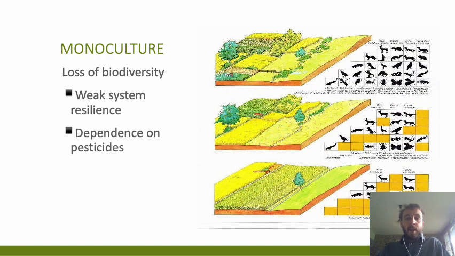Why is this a problem? First of all, this implies a weak resilience of the system. If you have only one crop and then on these huge areas, and then a new problem comes that you don't know how to deal with, it will destroy all your harvest, all your crop. And this, of course, strengthens the dependence on pesticide, because usually if you have so little resilience of the system, you can only manage pests and weeds with pesticide.